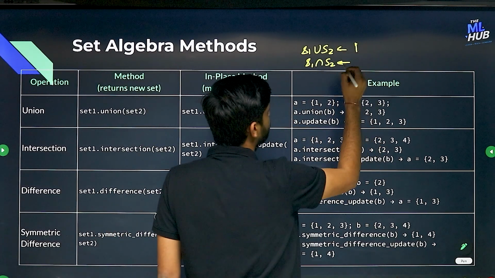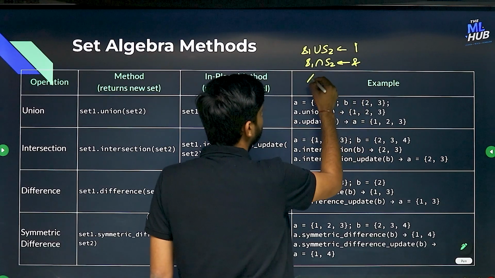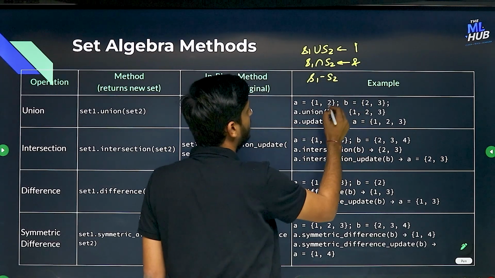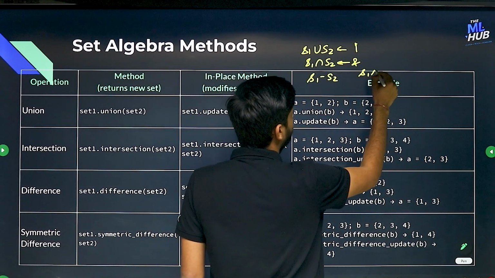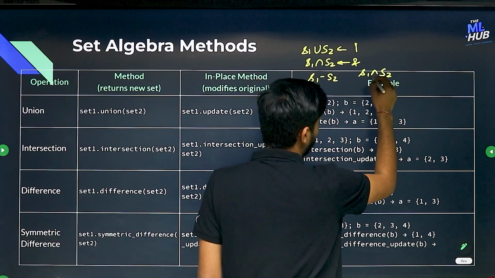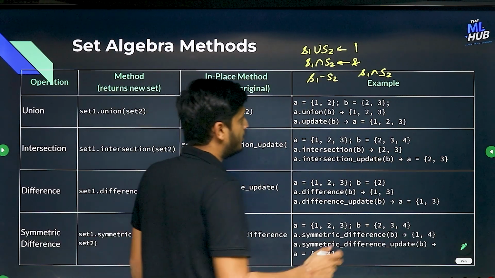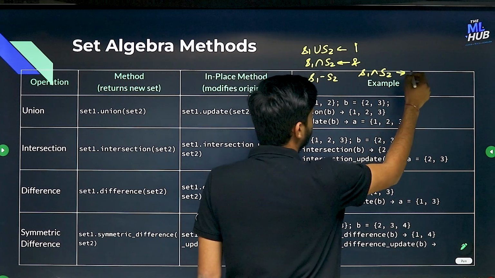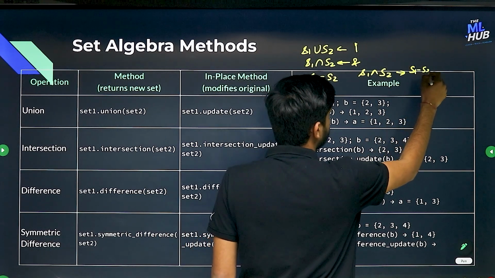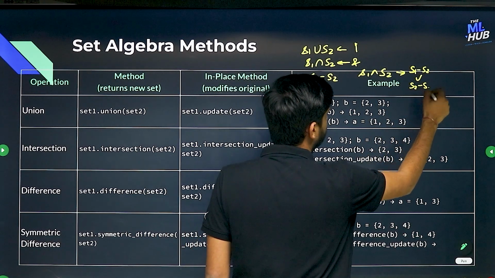So you can use the bitwise OR operator to do the union, the bitwise AND operator for intersection, and S1 minus S2 can be done with the minus operator. Then the bitwise exclusive OR operator can also be used, which is the caret operator. You can use this to calculate the symmetric difference, which means S1 minus S2 and S2 minus S1 both. Okay.